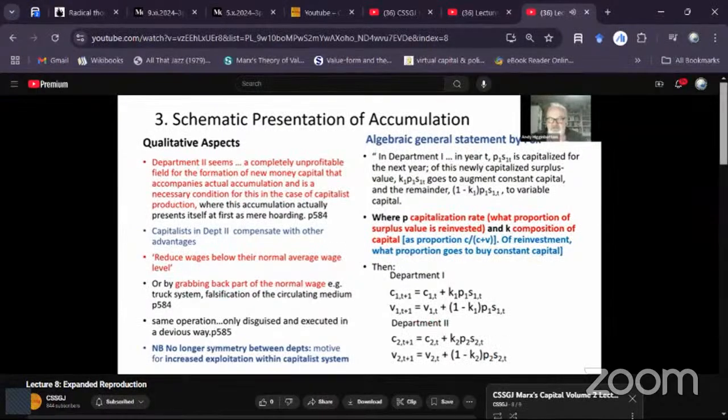He's saying that the constant capital in the next year will be the sum of the constant capital in the current year plus the expansion from the appropriated surplus value, which is reinvested into production of constant capital. And the variable capital is sort of the other side of what's from the surplus value that's invested. Some of it's invested in constant capital and the rest is invested in variable capital to expand the workforce. And the same basically in Department 2.